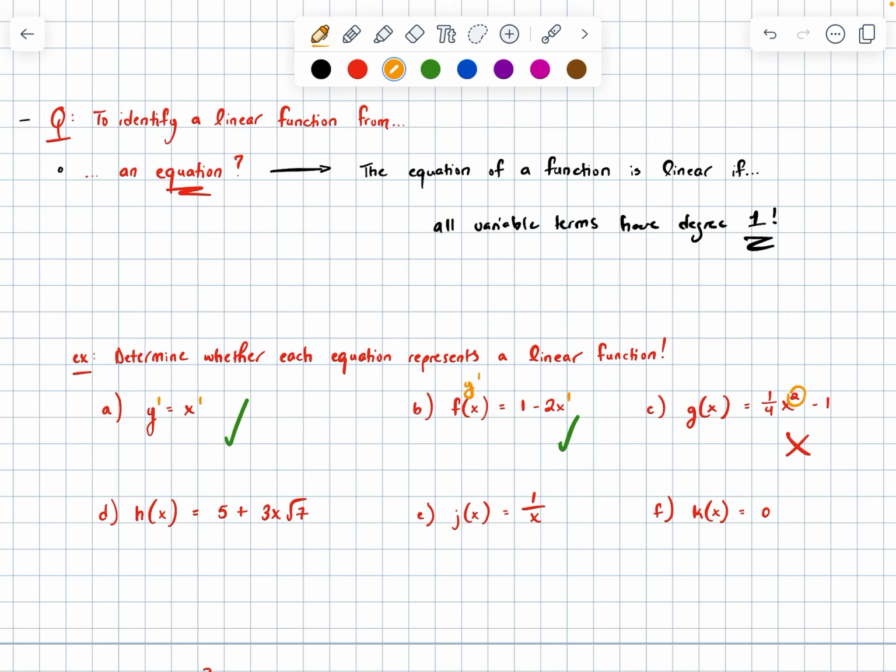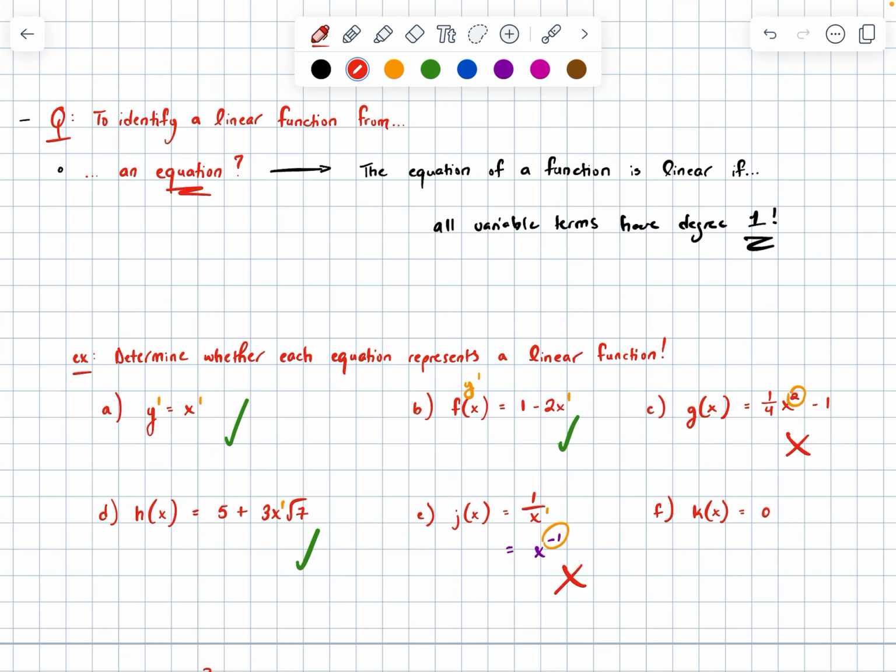Here's a quadratic function. h of x equals 5 plus 3x root 7. Don't be thrown off by that root 7 at the back. The x still has an invisible exponent of 1. This guy is linear. Now for j of x, even though it looks like this x might have a variable 1, you may remember when we did our laws of exponents back in Unit 6 that when the variable is in the denominator, we actually have a negative exponent rather than a positive one.